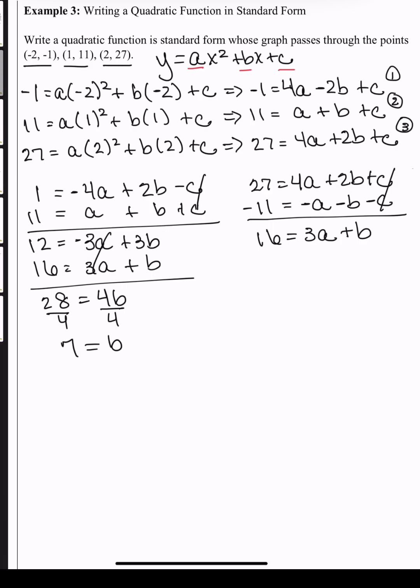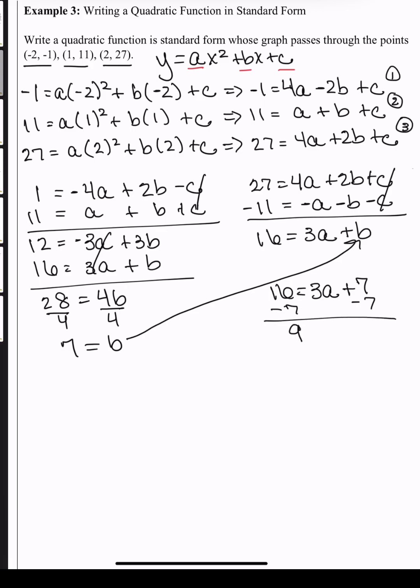Now I can take that value of B and plug it back into, how about this 16? This one here. Okay, so I get 16 equals 3A plus 7. So solving for A, I'll subtract 7. I get 9 equals 3A. Dividing both sides by 3. A is going to equal 3.